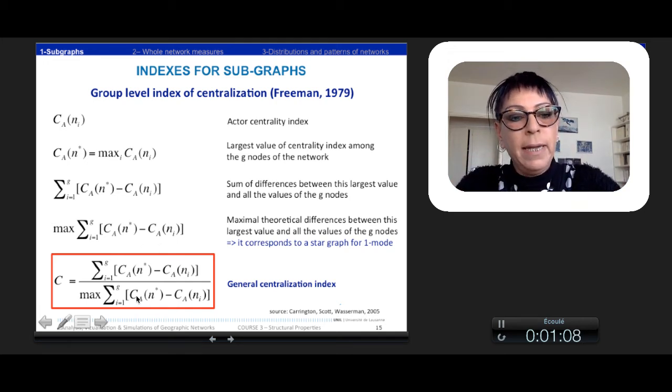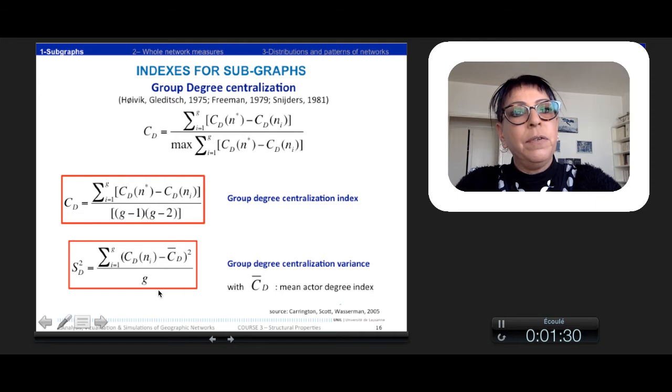So the general index is, at the numerator, the sum of the differences between all the observed values and the maximum observed value, and in the denominator, the maximum of this difference. This general form is applied on different indexes. So here, the degree centralization.